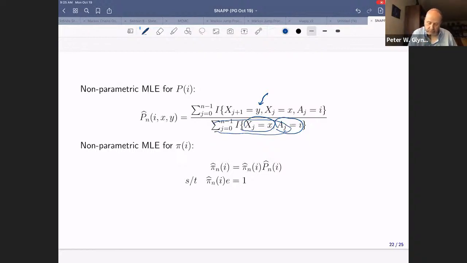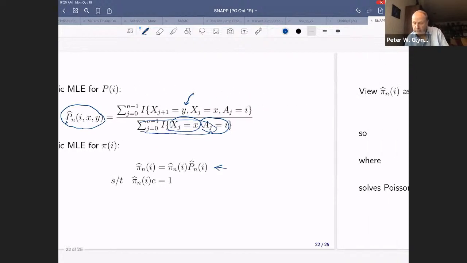So once you have the estimated transition matrix, so this is the xy entry of the estimated transition matrix, we can now look at the equilibrium distribution that goes with that. So that's the non-parametric maximum likelihood estimator for the equilibrium distribution.